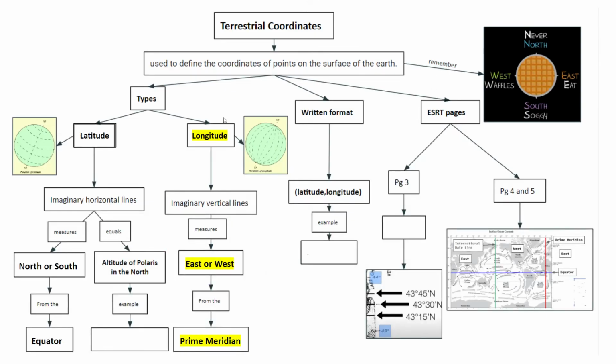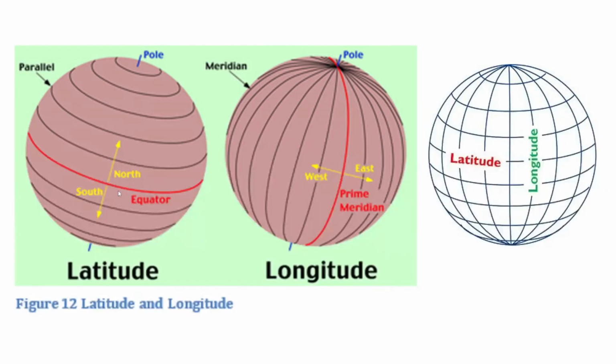Let's write that down. So lines of longitude are our vertical lines. They're imaginary, and they measure east or west from the prime meridian. So the prime meridian is our reference point. So latitudes, which measure north and south of the equator, and longitudes, which measure east and west of the prime meridian, combined together, notice, create a grid for our Earth, and it helps us pinpoint exactly which location we're looking at.